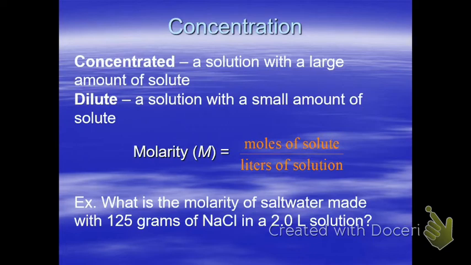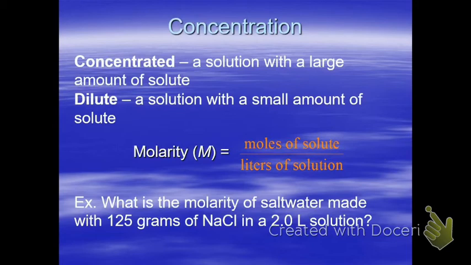Can you put a number on how concentrated or dilute something is? Yes, you can. The most common method of measuring how concentrated or dilute something is, is a term called molarity. Molarity, which has a unit of a capital M, is calculated as moles of solute divided by liters of the whole solution. Or you can call that total volume if you like. Let me change colors here.